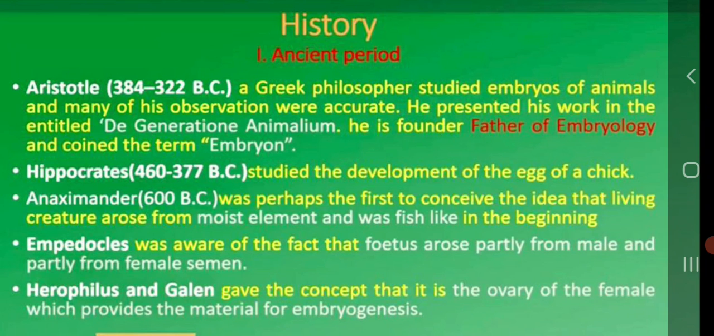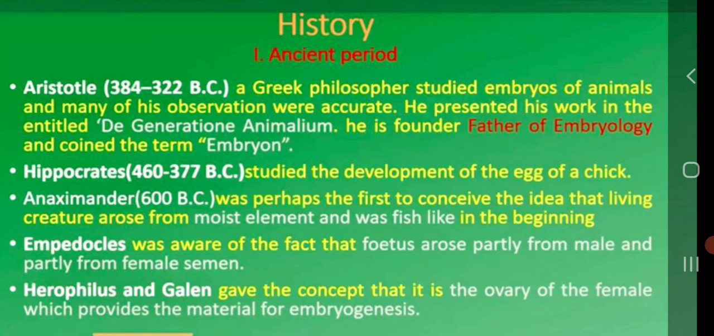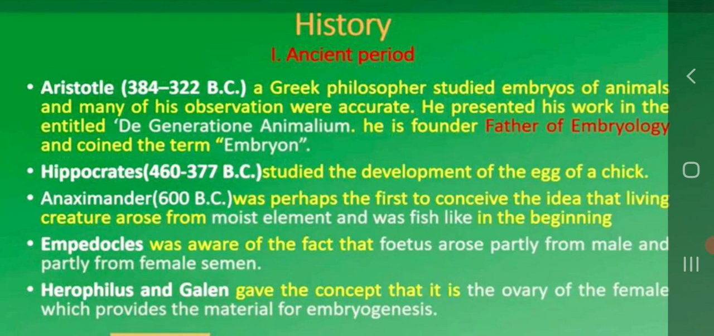According to Herophilus and Galen, the ovary of the female is the one that provides the material for embryogenesis. Aristotle, who is also known as the father of embryology, coined the term embryon. According to this great Greek philosopher, he did many observations and studied many embryos of animals. His observations were very accurate, and he wrote a book known as De Generatione Animalium. So in this way he contributed to embryology. Hippocrates, another great scientist, studied the development of eggs of a chick. So in the ancient period, many great scientists studied different aspects of embryology.